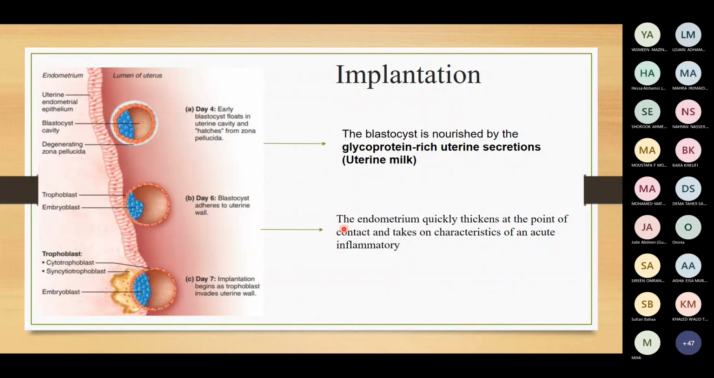So again, just to summarize the slide, the blastocyst is going to adhere to the wall of the uterus. It's going to come in contact with it. And once that happens, the uterus is going to start taking on characteristics of acute inflammation. Blood vessels are going to become more leaky. Okay, is this clear?